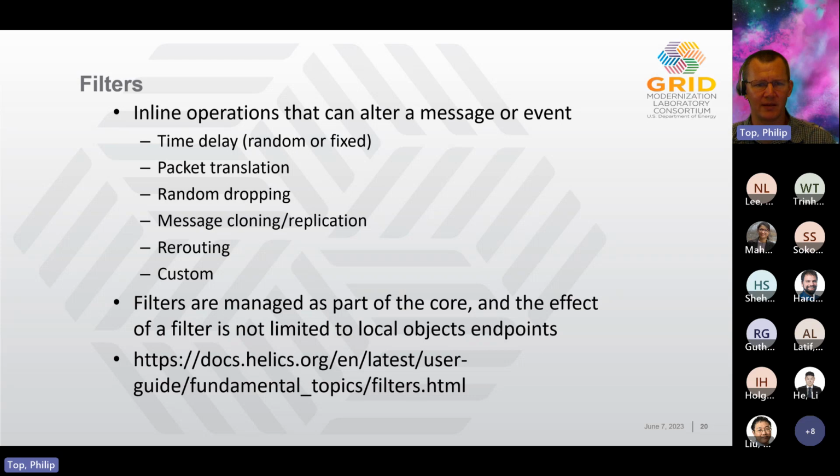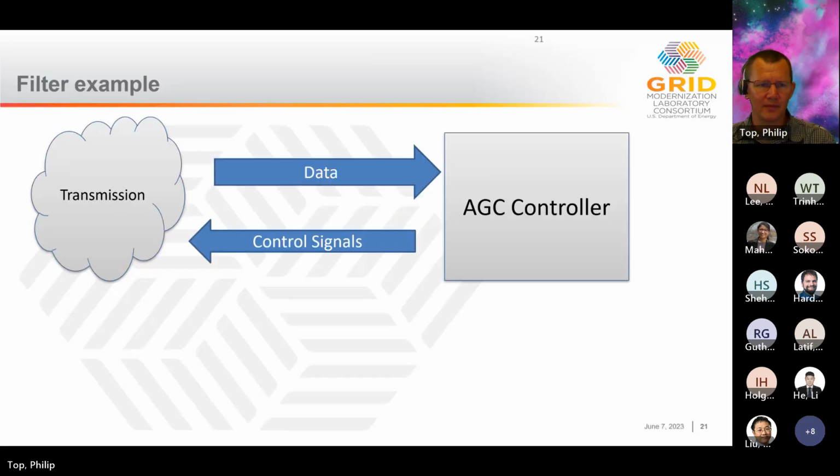And these are managed as part of the core. So their effect is not localized to local objects. So you can create a filter in one federate that affects messages coming or going into another federate. What this allows you to do, I'll show through an example here.